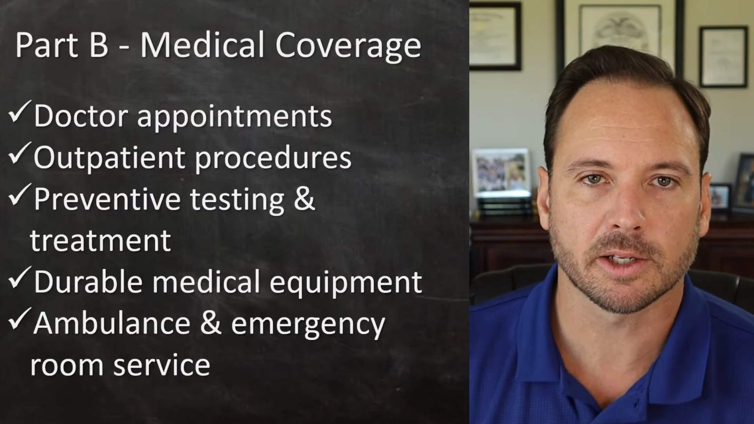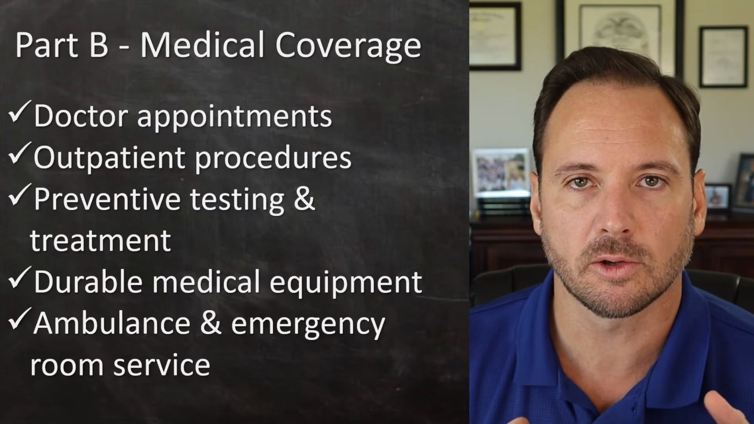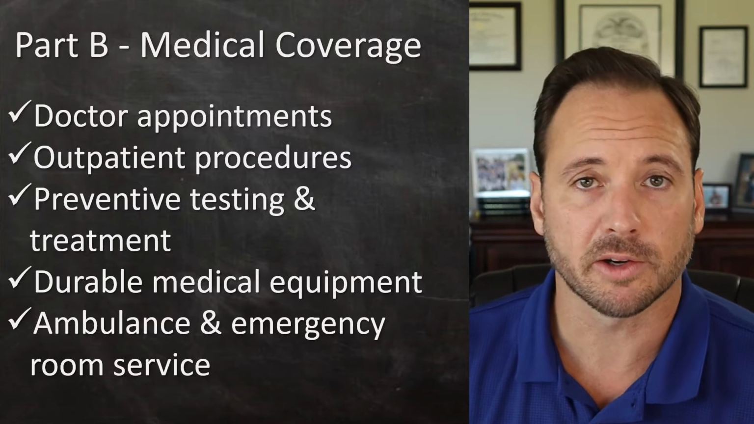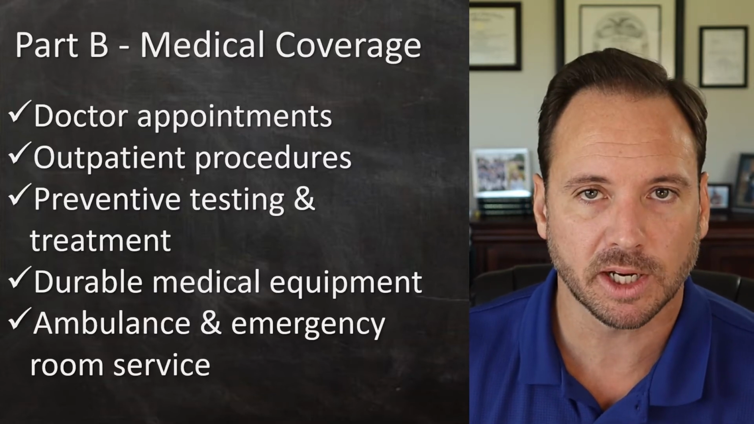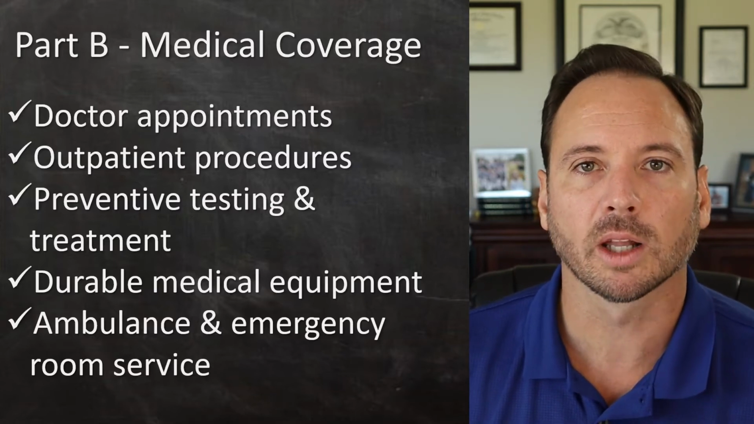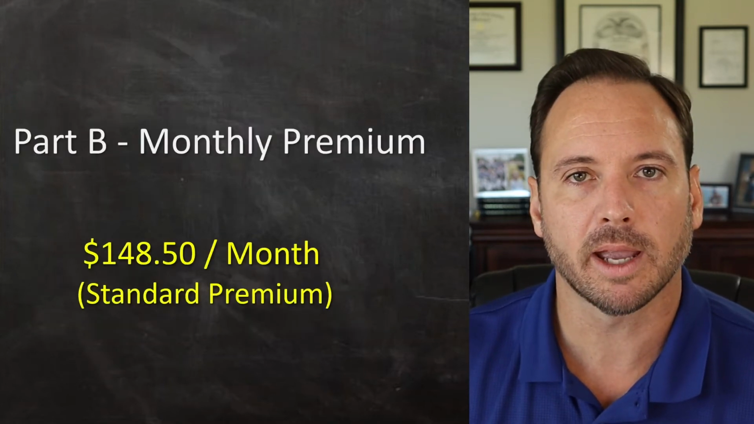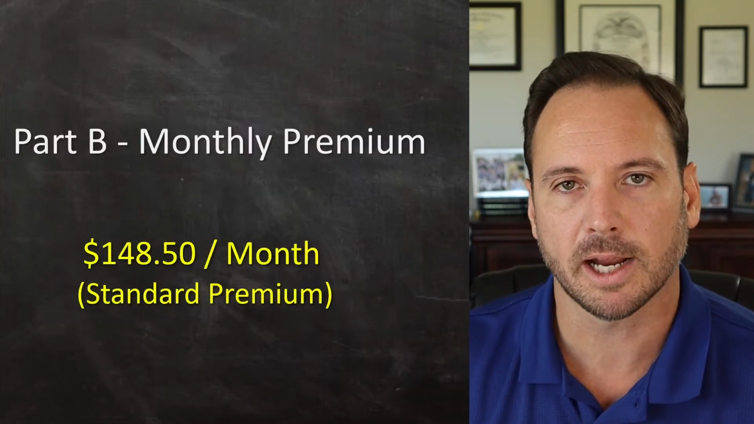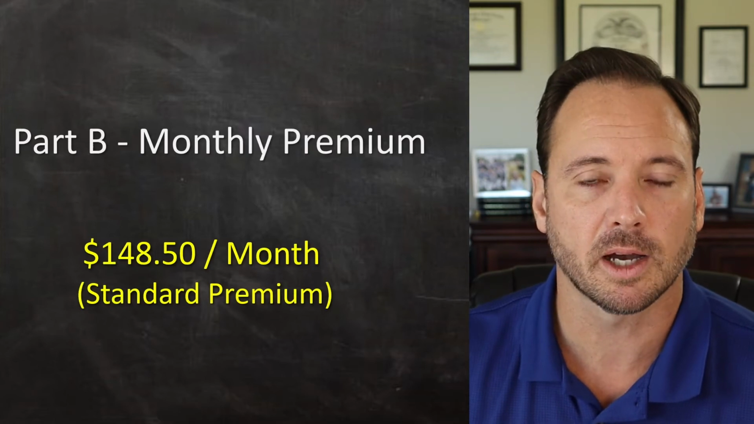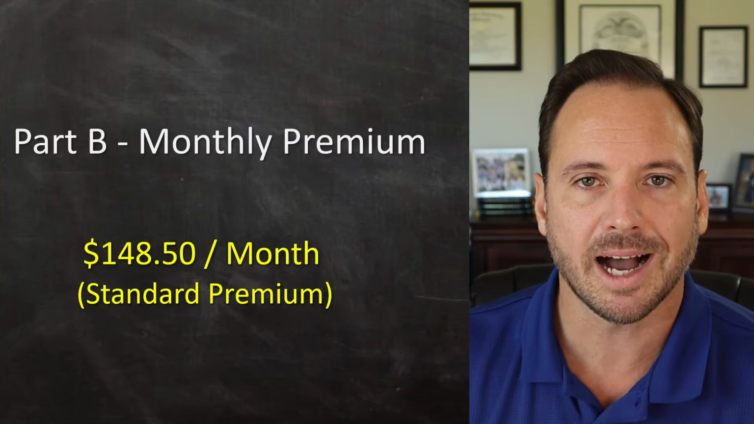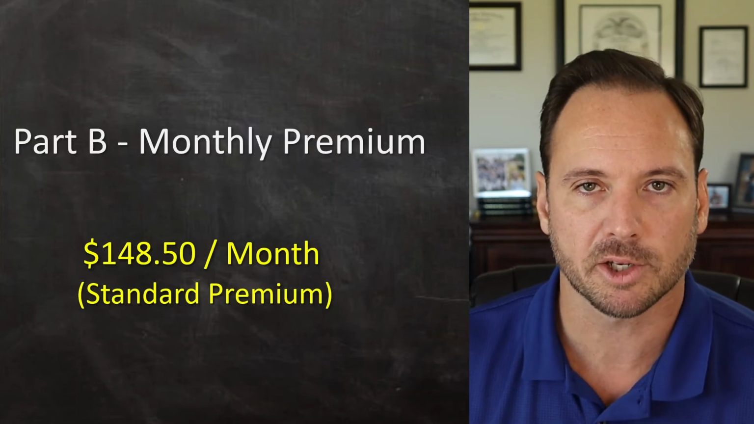Part B of Medicare is going to cover things like visits to your doctor or any specialty doctors you see. It's also going to cover any durable medical equipment or outpatient procedures you have to have done. So more or less anything outside the hospital. Now, Part B is going to require that you pay a monthly premium. Right now, the standard monthly premium for Part B is $148.50, although if you're considered a high-income individual, you may be asked to pay more.